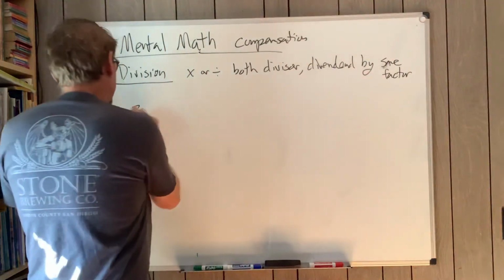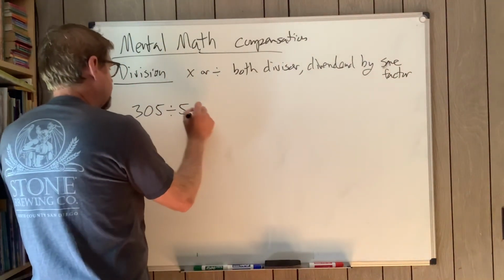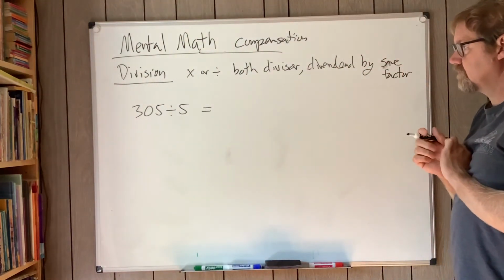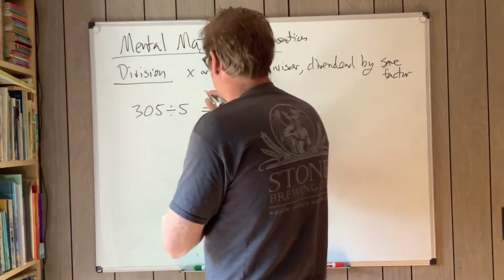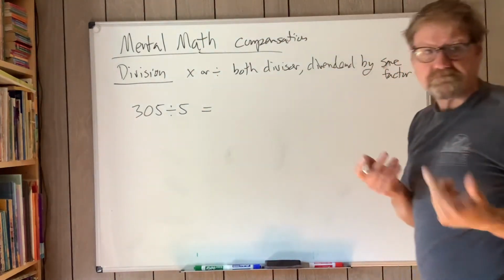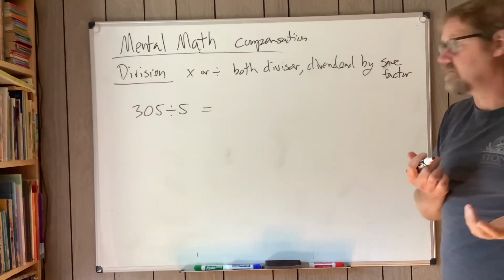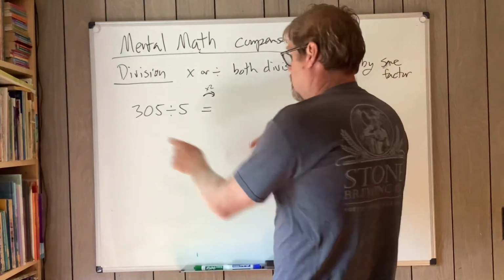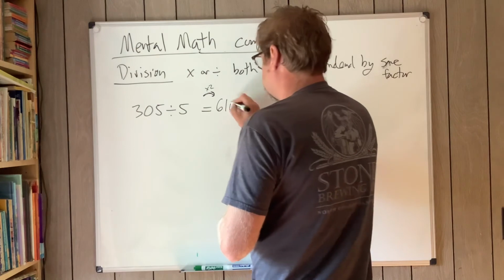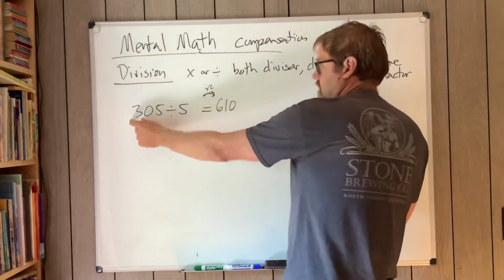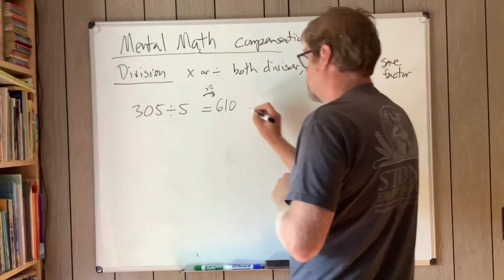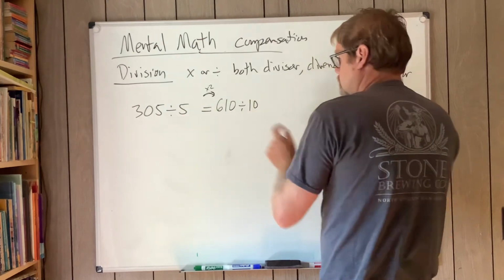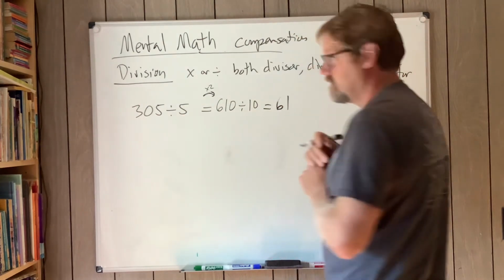So 305 divided by 5, for example. Dividing by 5 is not too bad, but a nicer thing to do would be divide by 10. So I'm going to do times 2 there. If I multiply that by 2, hopefully that's not too hard, I get 610. It's 600 and 2 times 5 divided by 10. So I multiply that by 2, multiply that by 2, I get that. The result is 61.